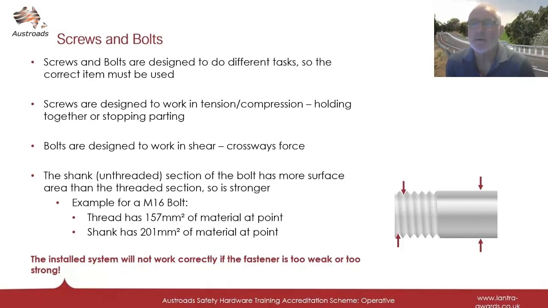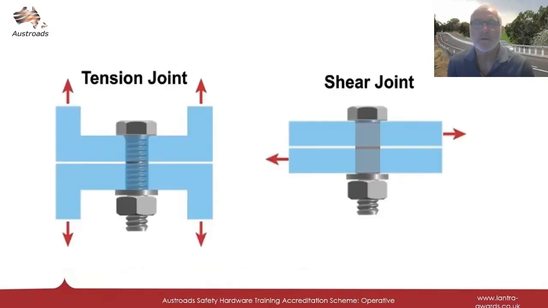For example, in an M16 bolt, the thread has 150 square millimetres of material at point, whereas the shank has 201 square millimetres of material at point. The installed system will not work correctly if the fastener is too weak or too strong. This slide demonstrates a tension joint and a shear joint.